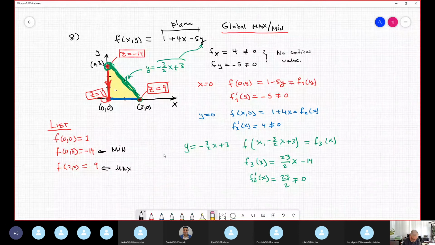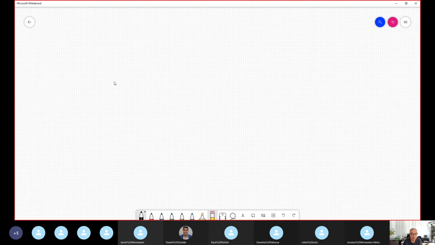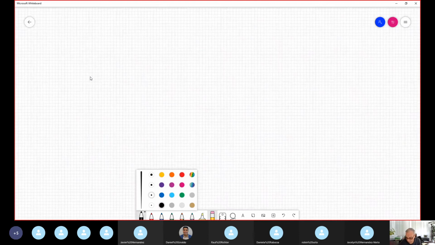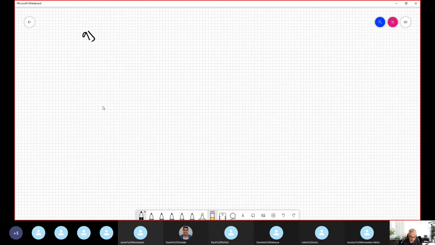Okay, so let's move on to some examples of the Lagrange multiplier. Lagrange multiplier, remember, is another way to analyze max and min when you have constraints. So in this problem, number 9, it says: find the point on the curve xy equals 1 that is closest to the origin, using Lagrange multiplier. Wow. Okay, what is the idea?